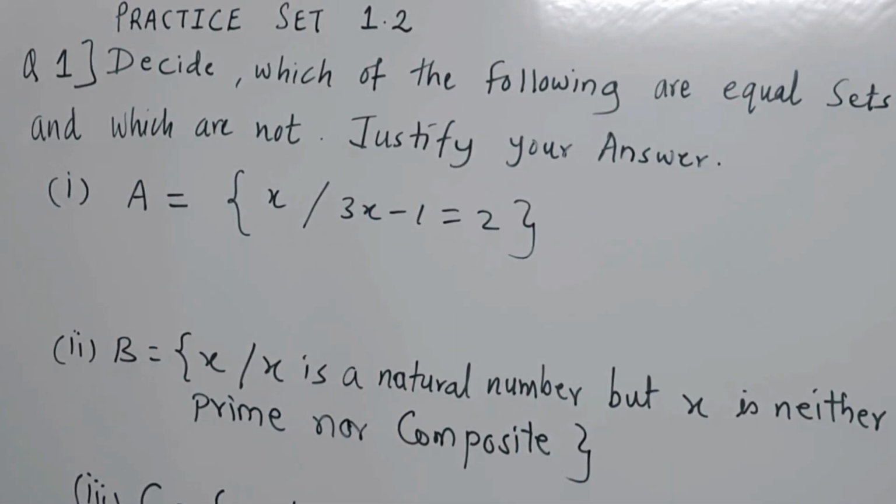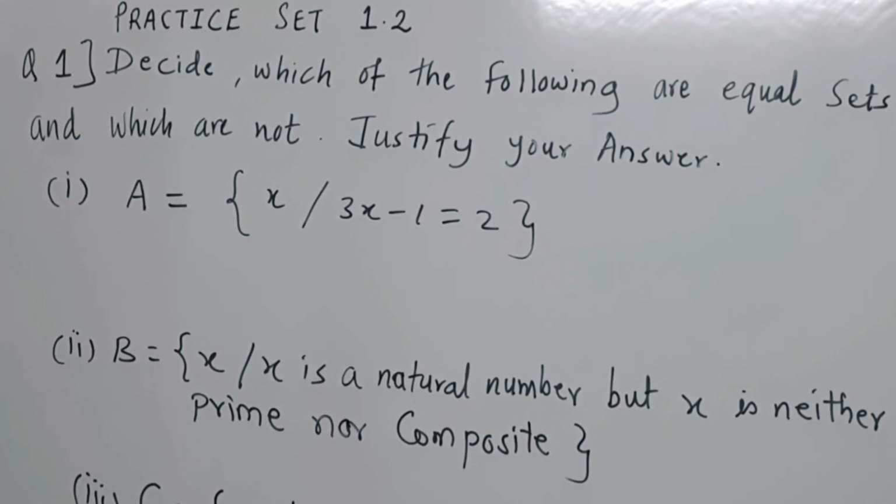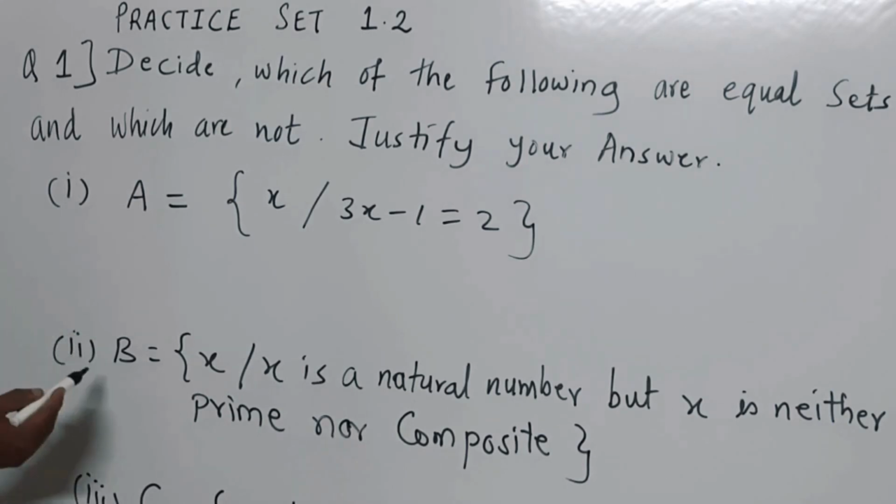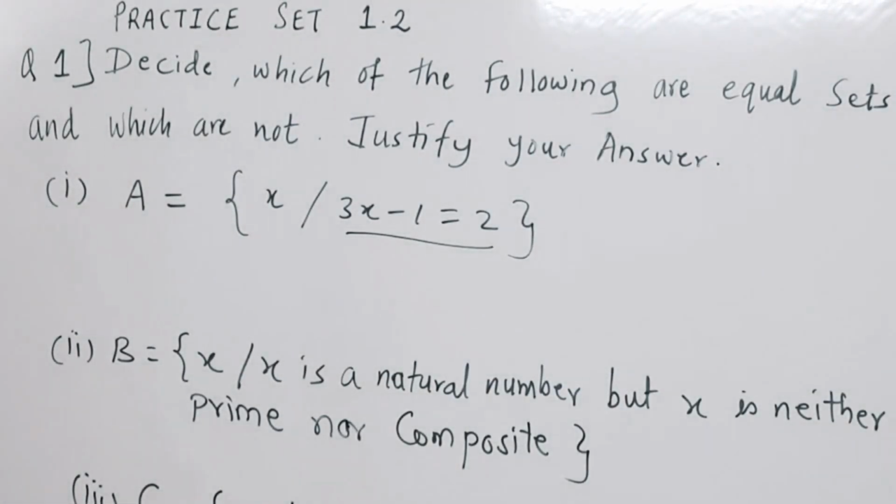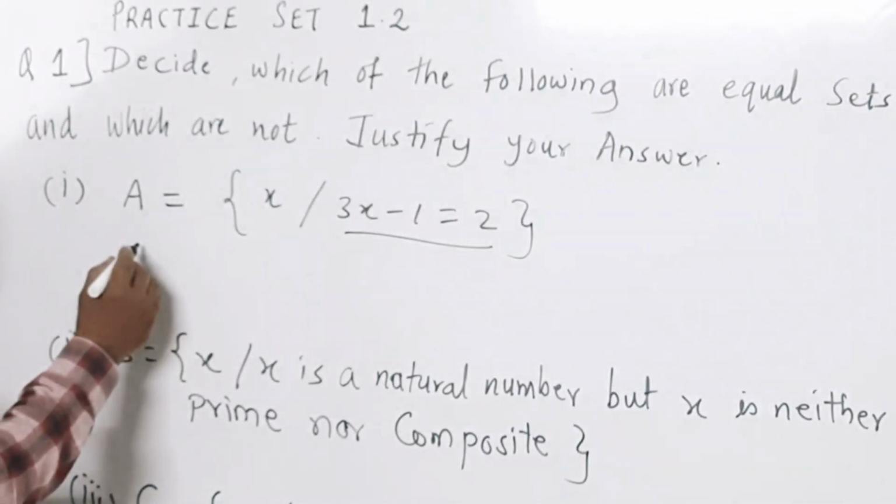Practice set 1.2. Question number 1. Decide which of the following are equal sets and which are not. Justify your answer. So first, here sets A, B, C are given. Let us check whether they are equal or not. So first, set A is equal to {x such that 3x minus 1 is equal to 2}. This equation, we'll see that.